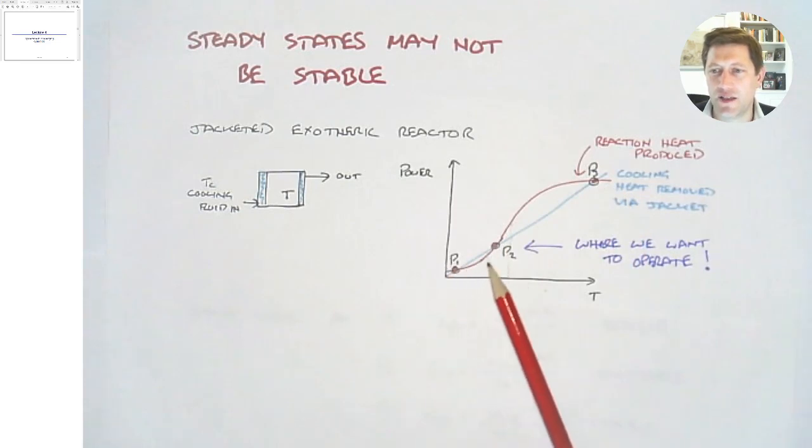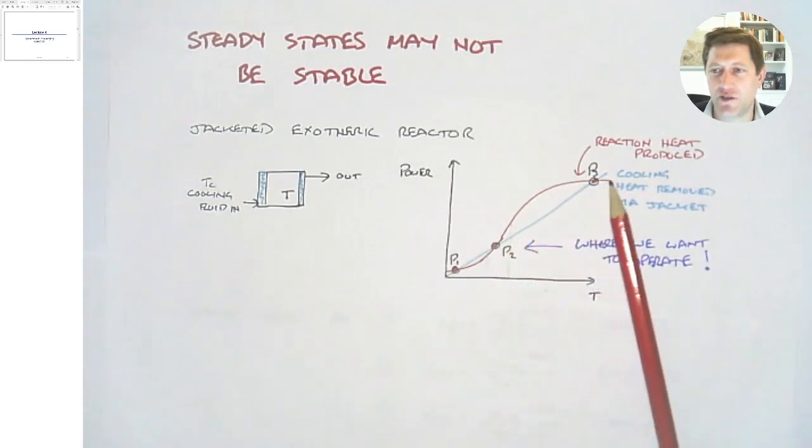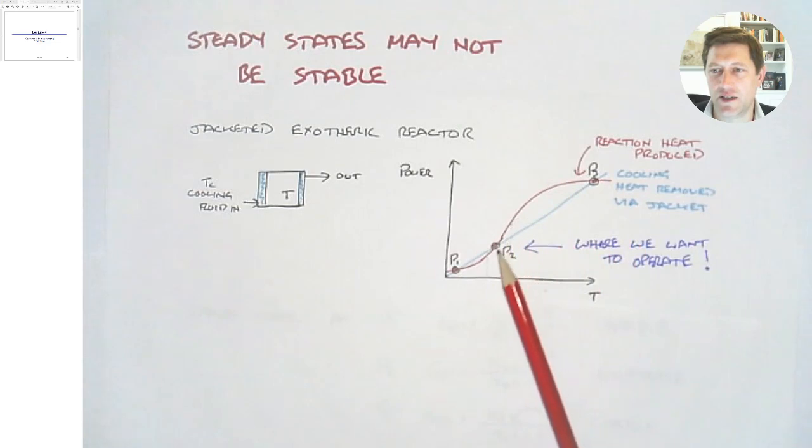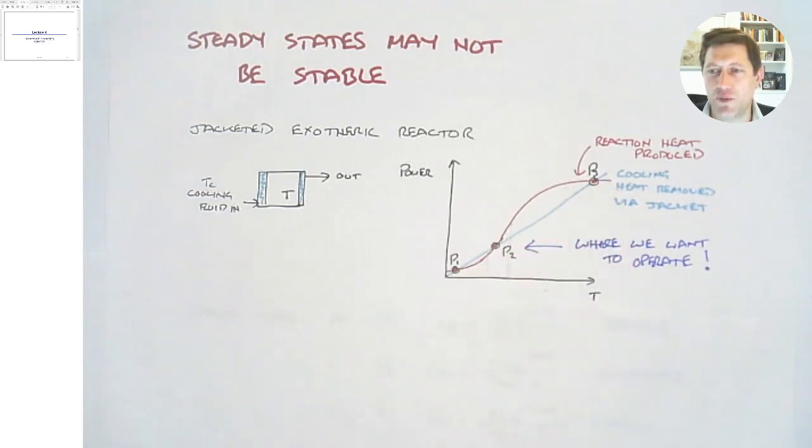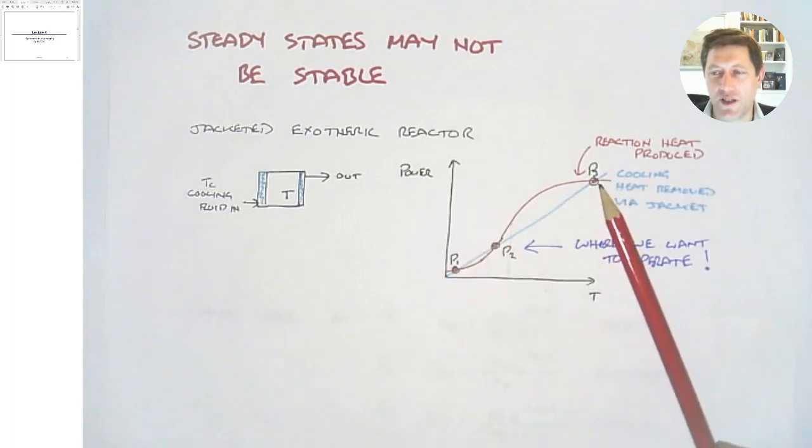Our red line here, that shows the heat that's being generated by the reaction, and that's not linear. That has an S shape, as you can see. So operating a reactor like this, we're going to want to operate it at points where the heat being produced by the reaction is equal to the heat being removed by the jacket. That should be a steady state point that we can operate at successfully. And you can see there are 3 points like that, P1, P2 and P3, and all of those, the heat produced is equal to the heat removed.